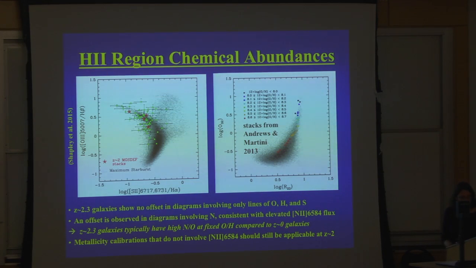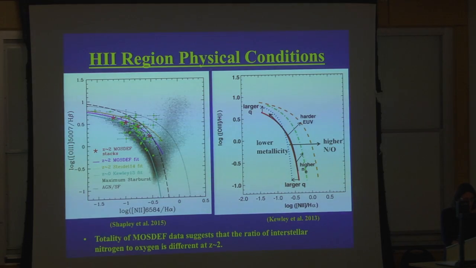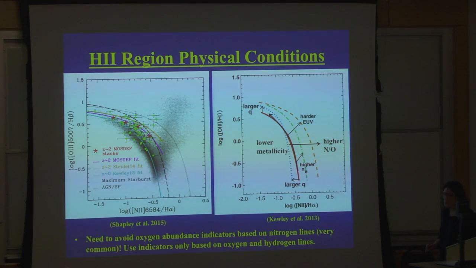And this is where we're going to concentrate a lot of our effort, because we think that the totality of our MOSDEF data so far suggests that the ratio of this interstellar nitrogen to oxygen may be different at redshift 2, and that we need to avoid oxygen indicators that are based on nitrogen lines, which unfortunately, I'd say it's been very common to use nitrogen lines to estimate oxygen abundances in the early universe because it's convenient. You're looking at two very closely spaced lines. You don't have to worry about how dust affects one line relative to the other because they're so close in wavelength. You don't have to worry about your flux calibration that much.